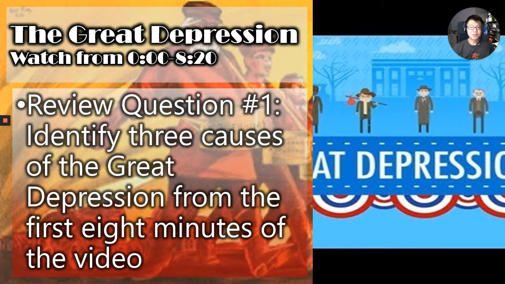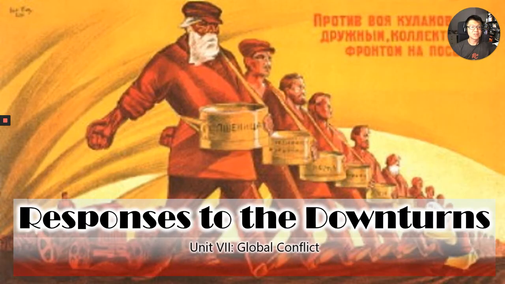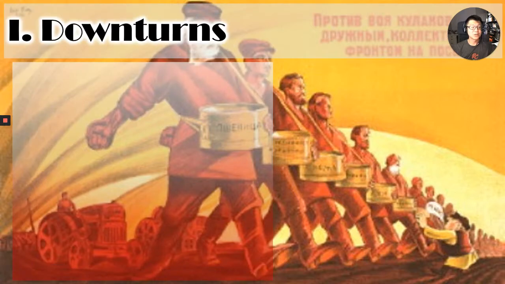With that, hopefully you're back, and we're going to examine now not just the causes of the Great Depression, but more particularly the responses to the downturns of the Great Depression and other calamities during the early 20th century. Now, there's a number of downturns that occur in this early period.